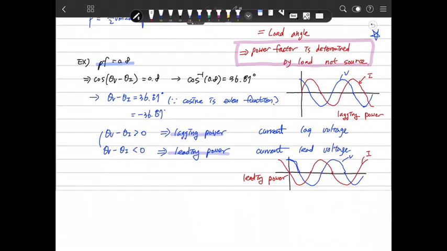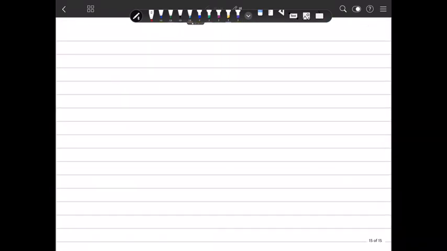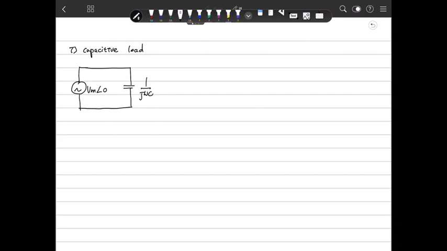So we will later discuss what happens when the inductor power or capacitor power, from the viewpoint of the power. The first case is the capacitive load. This is a capacitor. There is a source here, so this is Vm angle 0, and the impedance is 1 over j omega C. Then what is the current?